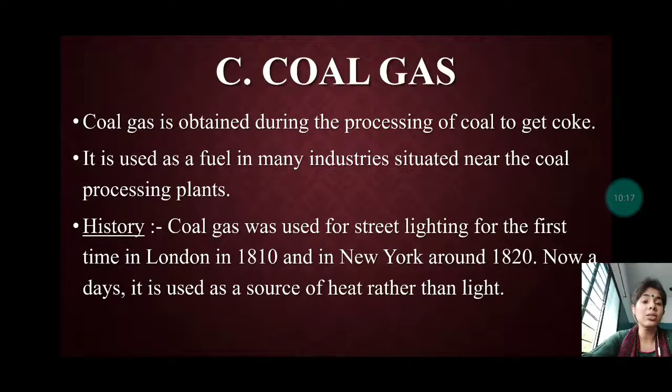Let us see its history. What is the history of coal gas? Coal gas was used for street lighting for the first time in London in 1810 and in New York around 1820. Nowadays, it is used as a source of heat rather than light.